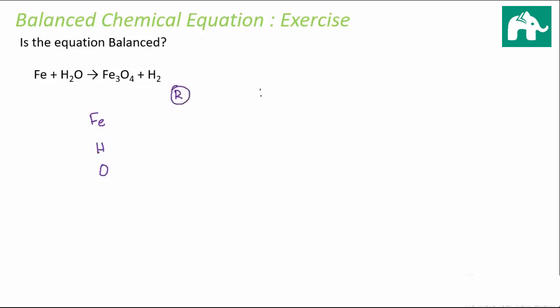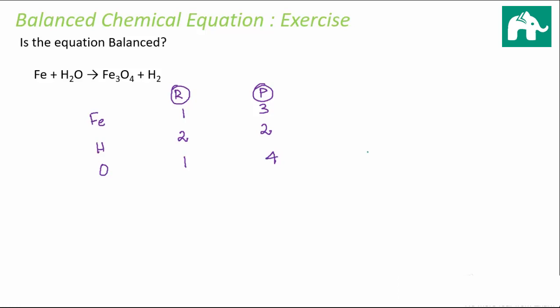So let's count the number of atoms for each of these on reactant and product side. For iron on the reactant side we have 1, on the product side we have 3. Hydrogen on the reactant side we have 2, on the product side also 2. Oxygen on the reactant side 1 and on the product side we have 4. So obviously this equation is not balanced. Now what do we need to do if we want to balance this equation?